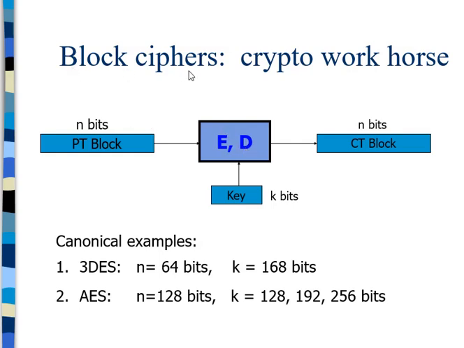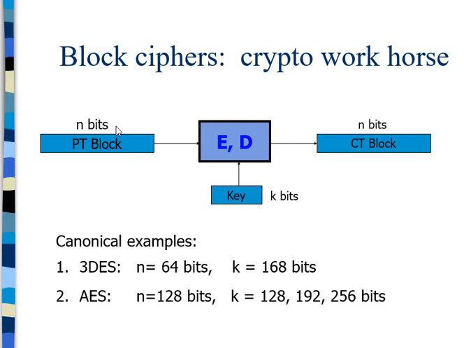In a block cipher, we have plain text of n bits. PT means plain text, of n bits. And we try to convert this to an n-bit ciphertext block using a key. Here, the key length can be different from the length of each block.